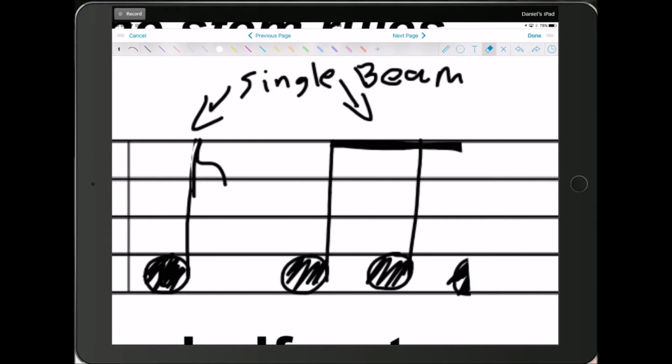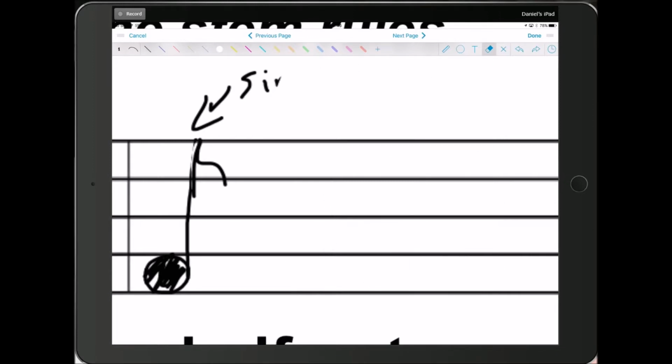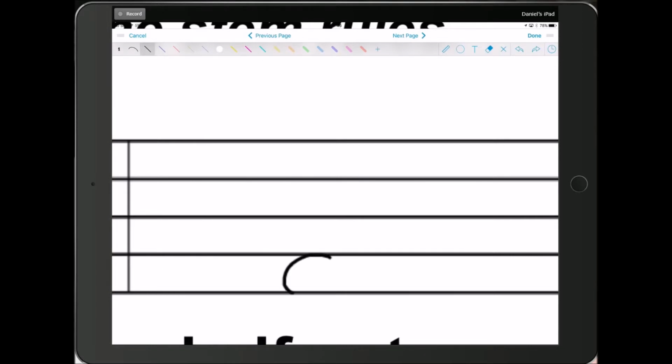So let's erase all this. Let's go over quarter notes. A quarter note looks like an eighth note. It's filled in. The only thing is that it doesn't have a flag. A quarter note gets one beat, right? Alright, let's do the next one.